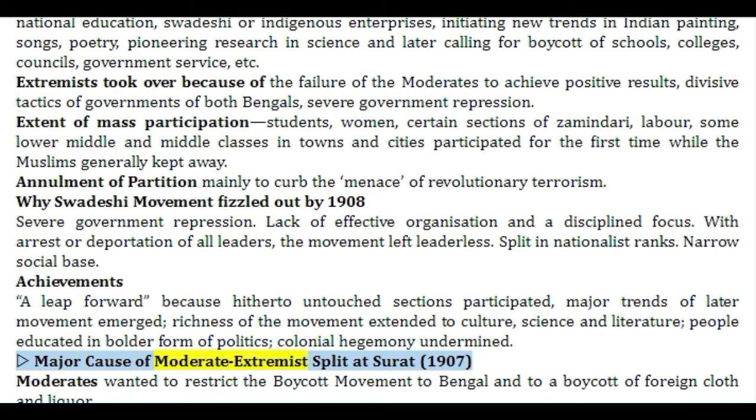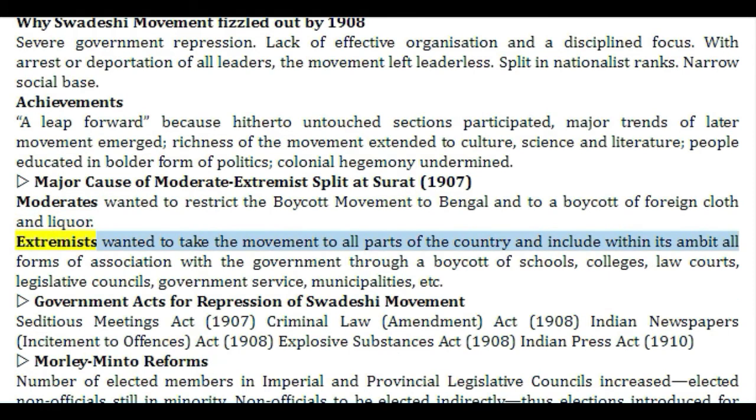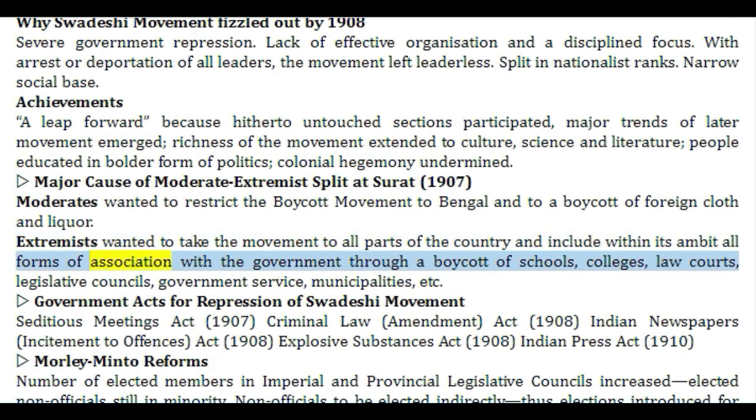Major cause of the moderate-extremist split at Surat, 1907. Moderates wanted to restrict the boycott movement to Bengal and to a boycott of foreign cloth and liquor. Extremists wanted to take the movement to all parts of the country and include within its ambit all forms of association with the government through a boycott of schools, colleges, law courts, legislative councils, government service, municipalities, etc.